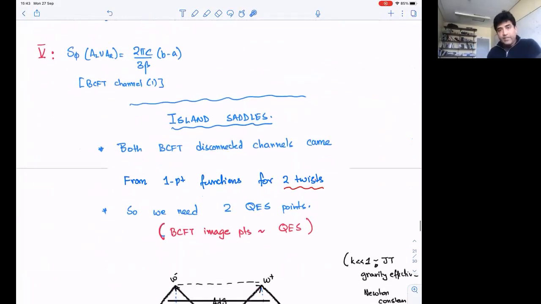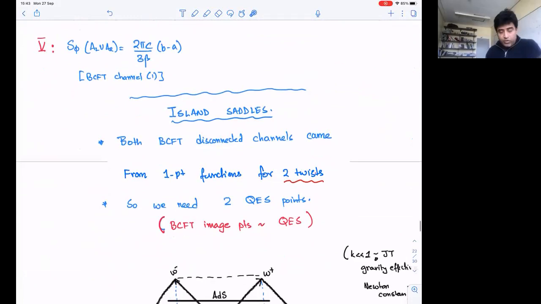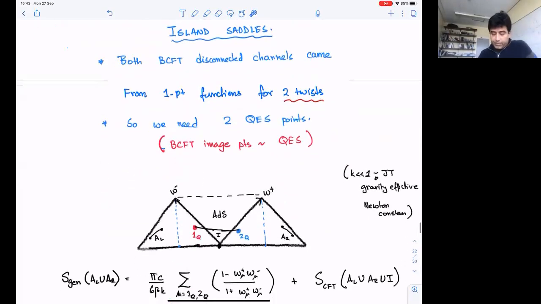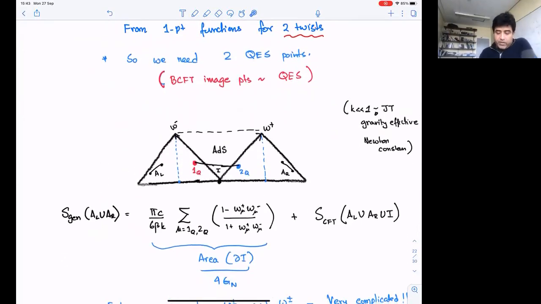The question is now, what is the nature of the island saddles that give rise to the other channels in BCFT? So now you do an analysis, and there is some intuition that you can draw already from the BCFT picture. The fact that the BCFT disconnected channels involve the factorization of a pair of twists and anti-twists basically tells us that we need two quantum extremal surfaces in the gravity picture. So intuitively, one can think of the BCFT image points as being in one-to-one correspondence with the quantum extremal surfaces. It's a little bit more subtle than that, but roughly speaking, that's the language.